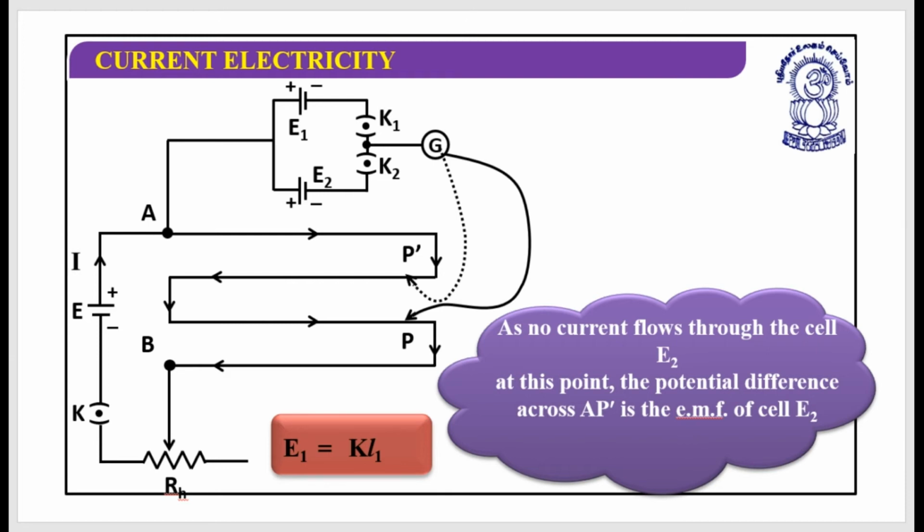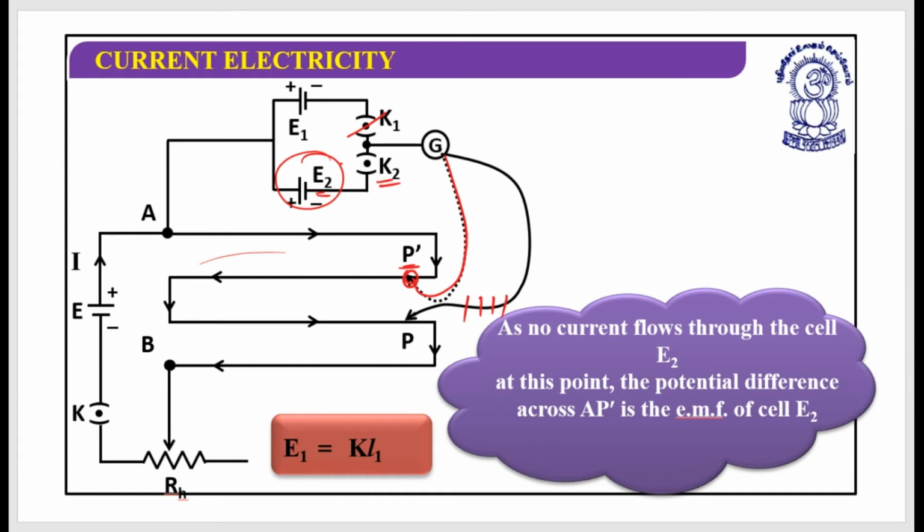Now I have opened this and I have closed this. That means whatever the effect will be, it will be of the E2 cell. So again I do the same task. This has been disconnected and this has been connected, and with trial and error I am searching for the null point. Let's suppose at point P dash I have the null point. So the potential from A to P dash should be equal to E2.